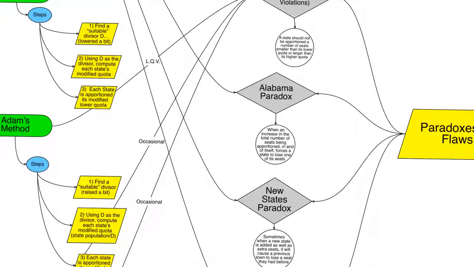That says that when an increase in the total number of seats being apportioned, in and of itself, forces a state to lose one of its seats. So if you think about it, if you have, once again, 400 seats in Congress, and then all of a sudden that changes to 410 seats in Congress, it shouldn't be that one of the states loses a seat after you just increased the total number of seats. That would be a completely paradoxical situation, but actually it happens every now and then, and unfortunately it happens with Hamilton's method.